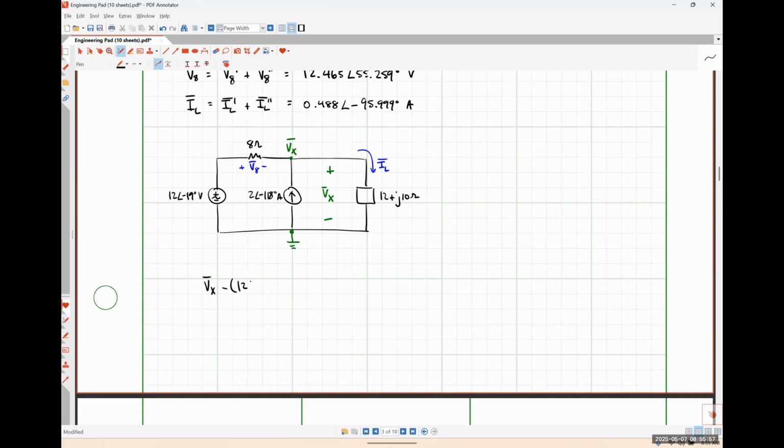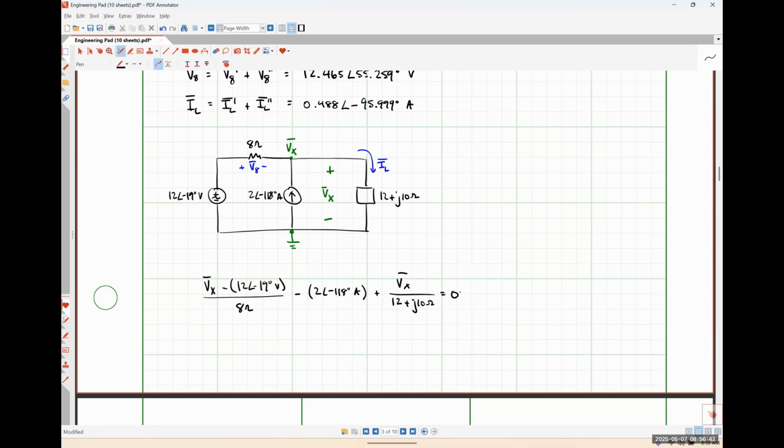Vx minus 12 angle negative 19 degrees volts divided by 8 ohms minus 2 angle negative 118 degrees amps plus Vx over 12 plus J10 ohms is equal to 0. That's literally me just applying KCL. Well, I now have a one equation, one unknown system. For what it's worth, your calculator's numerical solver cannot solve this. So heaven forbid we have to do a little bit of algebra by hand involving complex numbers to get through this, right?